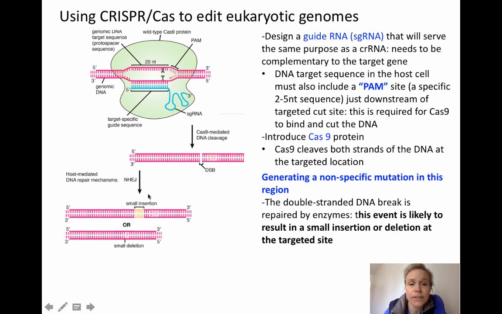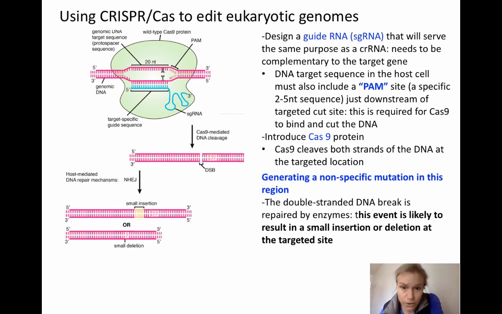So you can see that in this next portion of the slide. Here we have this double-stranded break. And now the cell with DNA polymerase and other enzymes tries to repair this double-stranded break, and as a consequence, inserts a couple of extra nucleotides or cuts out a couple of nucleotides. In either case, you're basically causing a small insertion or a small deletion at that targeted site.